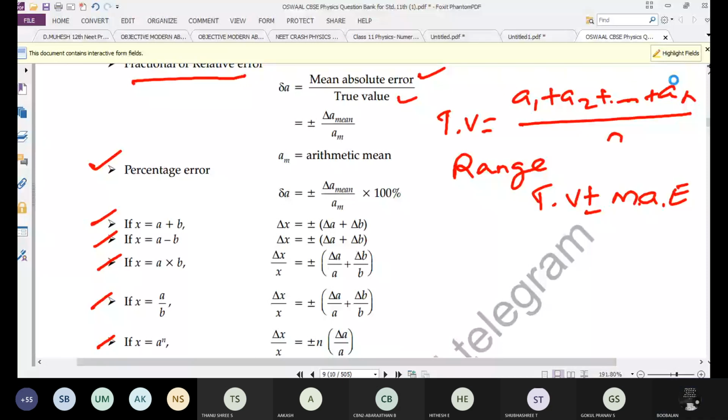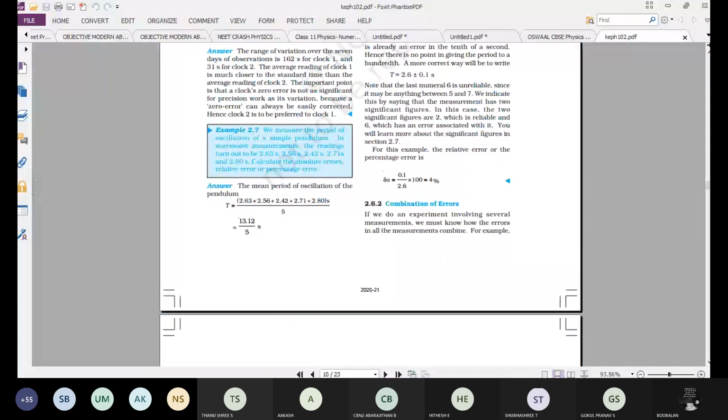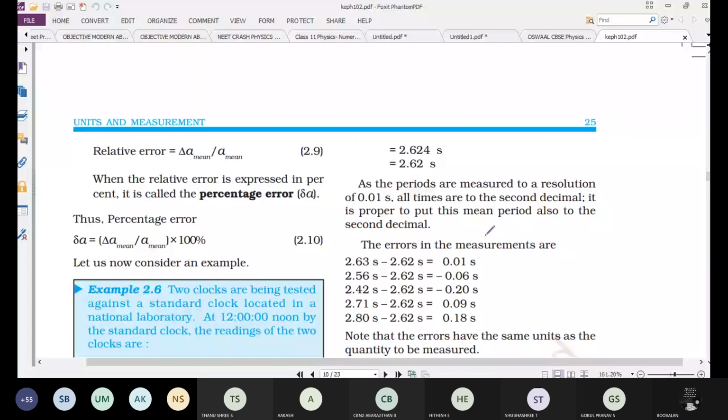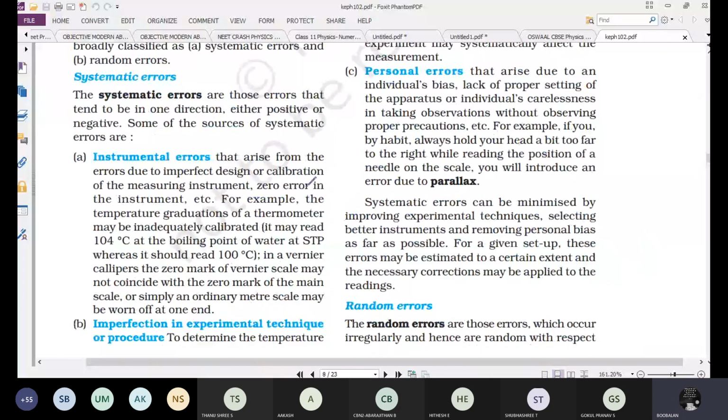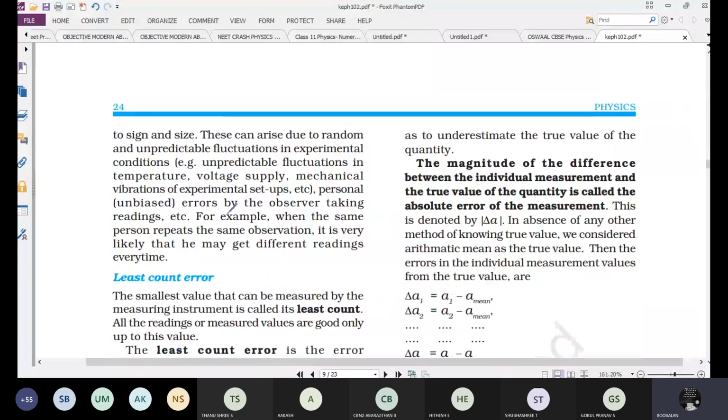Listen. So this is your NCERT book. Now we are discussing the error. So instrumental error, personal error, random error, up to that there is no problem, just for the concept. After that, absolute error, relative error, percentage error. So related to this topic only we are discussing now.